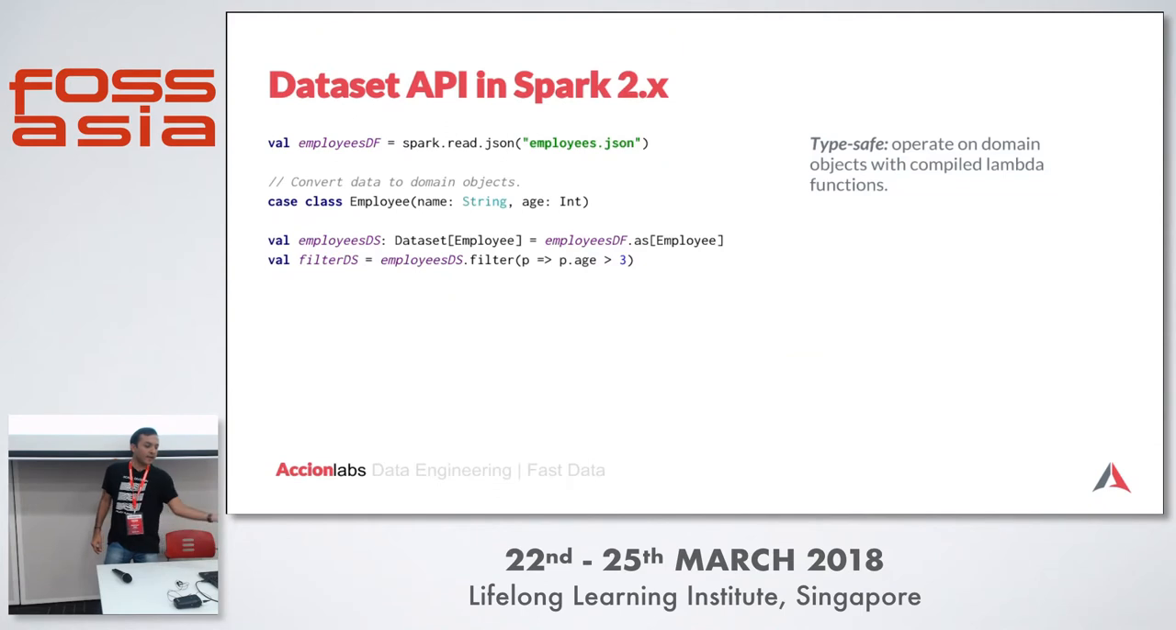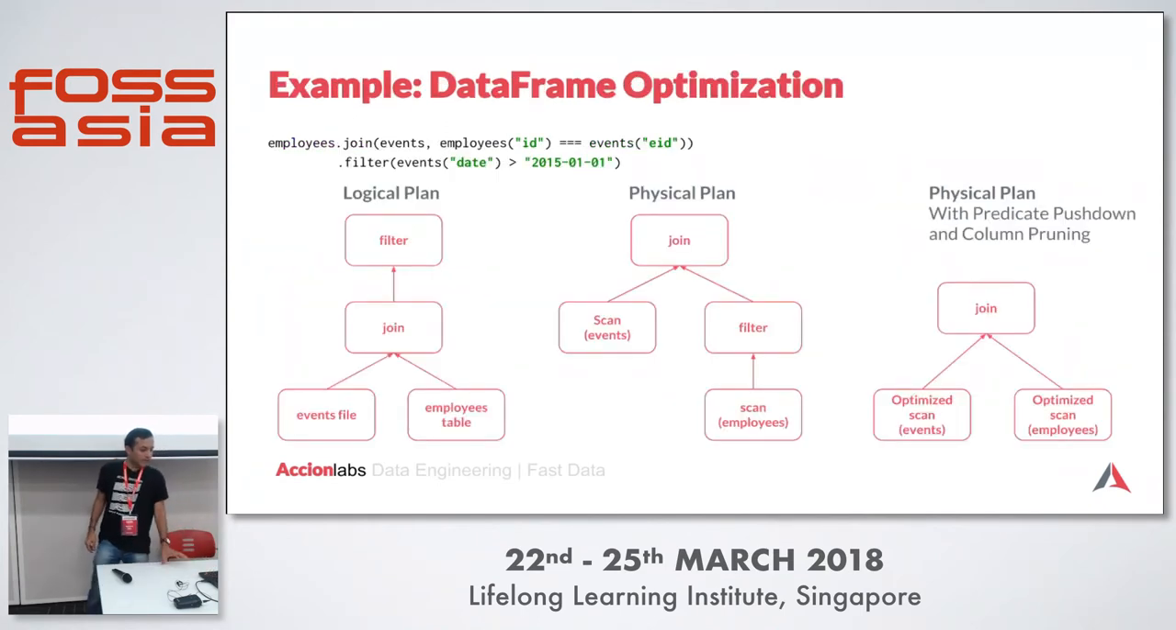And you can apply any function on top of that high order. So this is one example we are trying here. Here you have the employee table, and you're trying to join one table. The employee table is an RDBMS table, and the events file is a Parquet file.